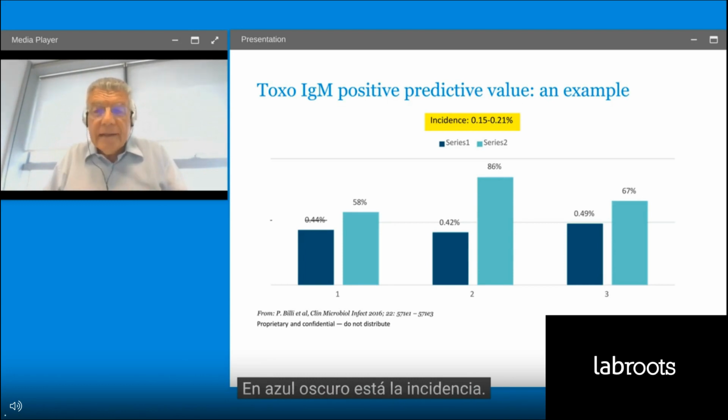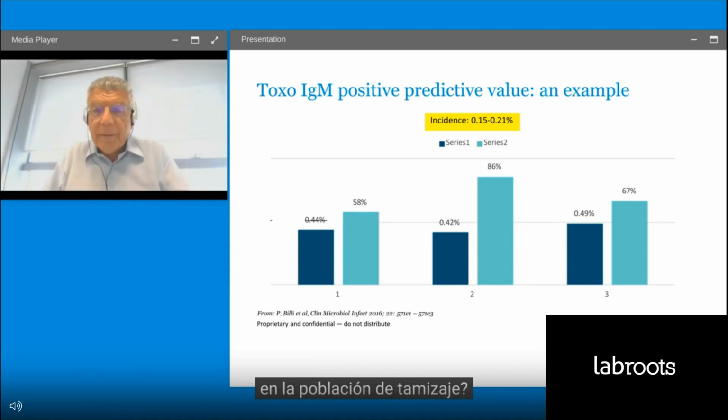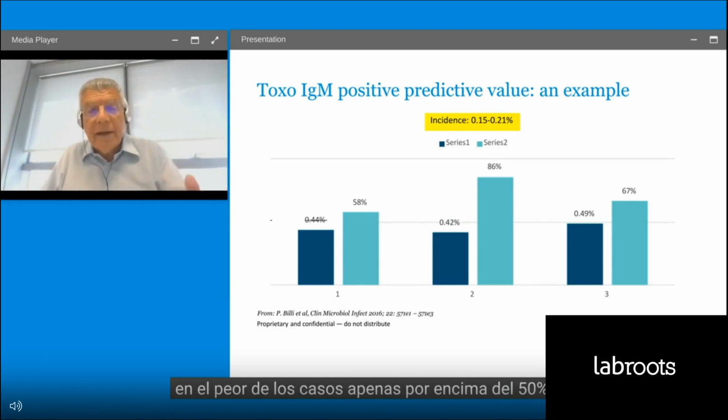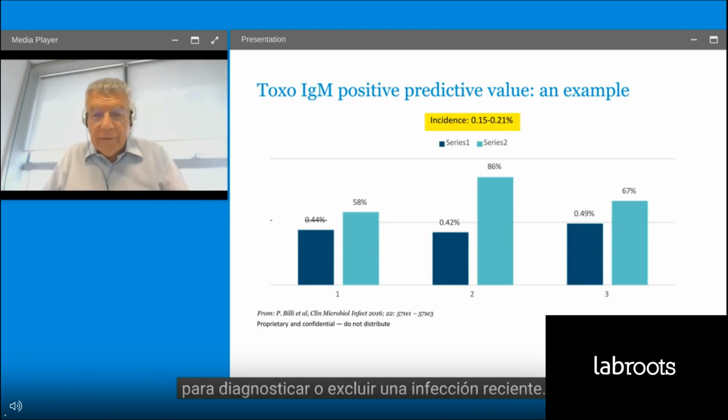This, in dark blue, is the incidence, okay? So, which was the actual incidence of toxo infection in the screening population. And this is the predictive value for an acute infection of the IgM reactivity. So best case, it was 86%. Worst case, barely above 50%. So once again, you cannot rely just on IgM positivity to diagnose or exclude a recent infection. And we should remember the 'or exclude'.